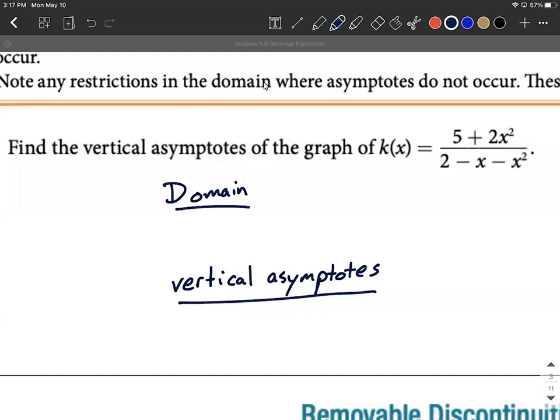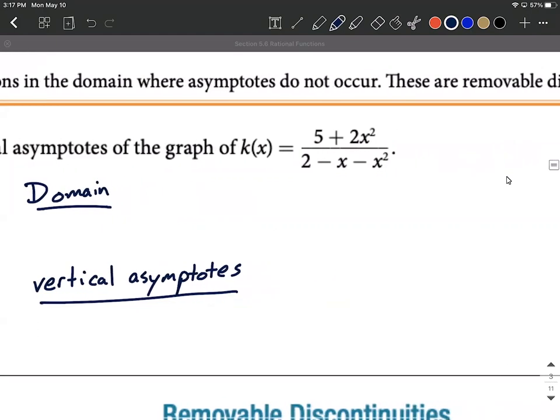Okay, let's find the vertical asymptote of this graph. See if we have one, two, maybe none. But we're given a rational function. Finding vertical asymptotes really goes hand in hand with finding the domain. So for the domain, we don't want to plug in any values that would make our denominator equal 0.